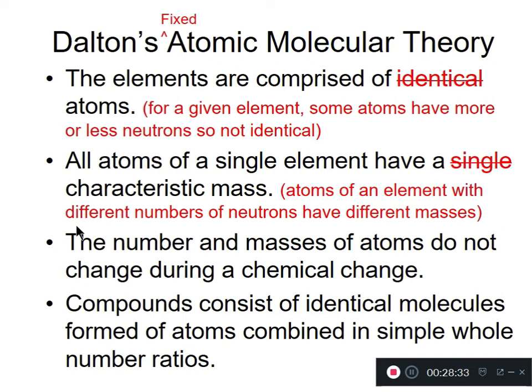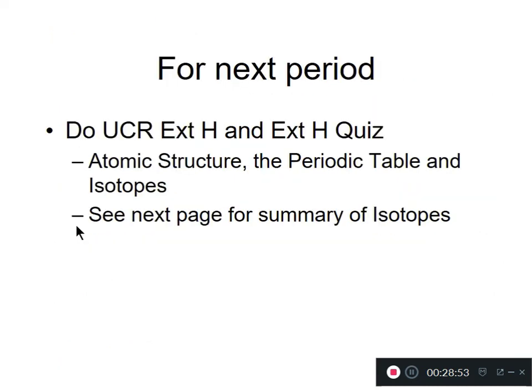But the masses of atoms do not change during a chemical change. Once I have an atom, its mass does not change. And the number of electrons may change, but remember we said the electrons don't have much mass. The compounds consist of identical molecules formed of atoms combined in simple whole number ratios. That is still true. Okay, so this is lesson 7.